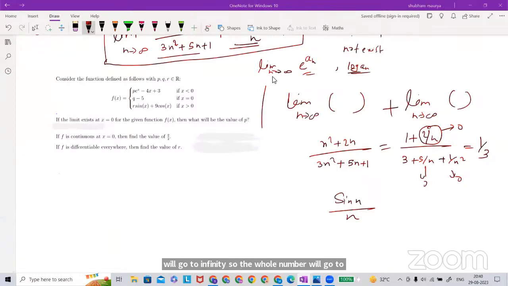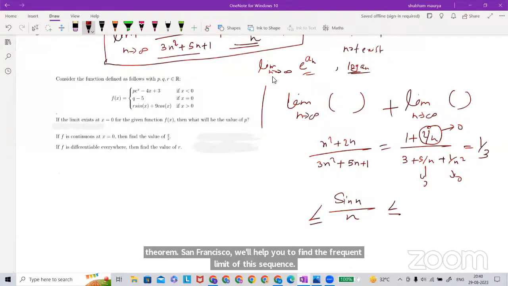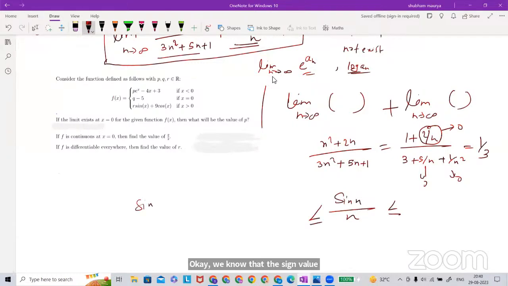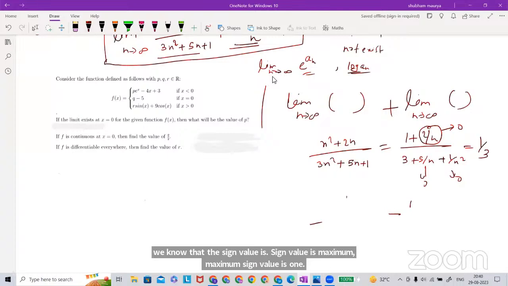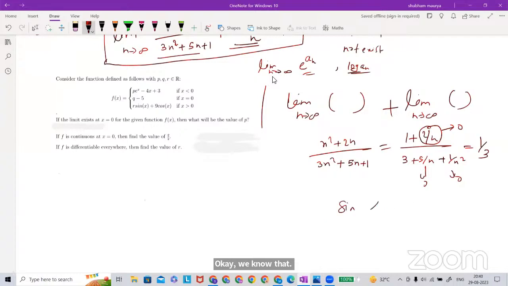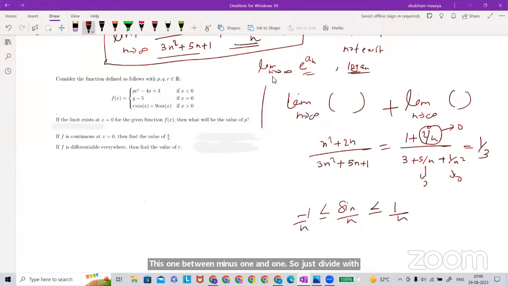So there is the sandwich theorem. The sandwich theorem will help you find the limit of this sequence. We know that the maximum sine value is 1, and we know that the sine value varies between -1 and 1. So just divide this inequality on all sides by n, that is, multiply with 1 by n.